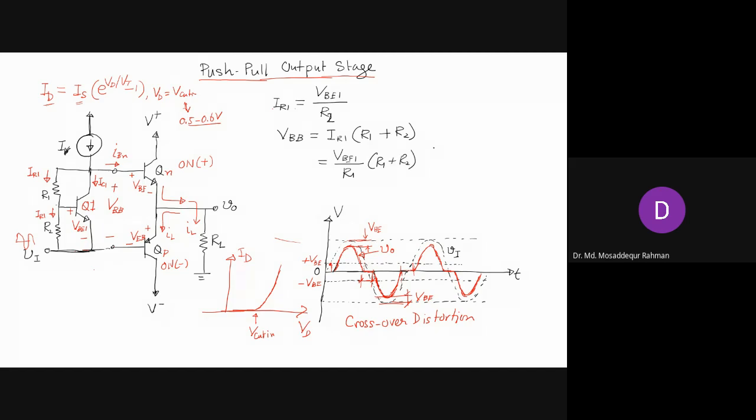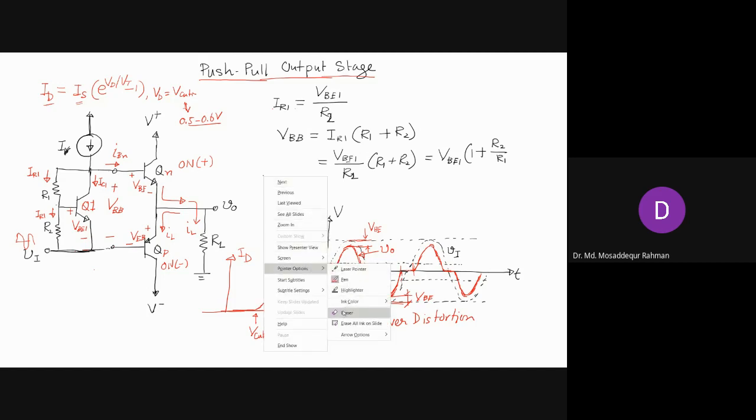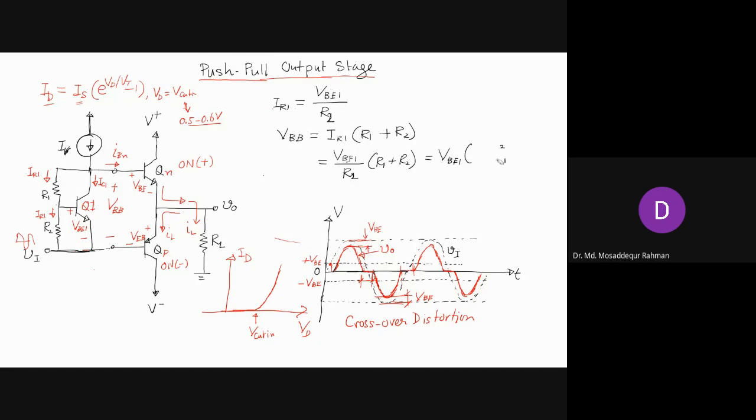That we can express, if we take R2 inside, as VBE1 times 1 plus R1 by R2. Is it R1 or R2? Sorry, I made a mistake. Okay, so that was a mistake. So then it will be R1 by R2 plus 1.